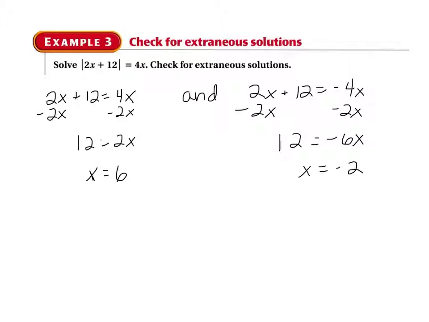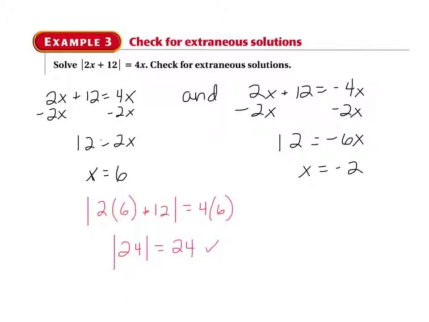So let's now go back to the original equation and check those answers. When you check those answers, you're going to plug them into the original equation, putting the absolute value bars back where they belong. Let's fix that. So we're going to plug in a 6, and we're looking to see if the two sides are equal. That's 12 plus 12 inside, so that is 24. And the absolute value of 24 is indeed equal to 24. So that one works fine, and 6 is a solution.